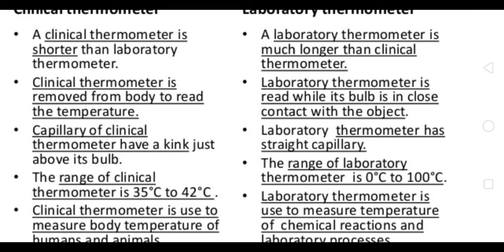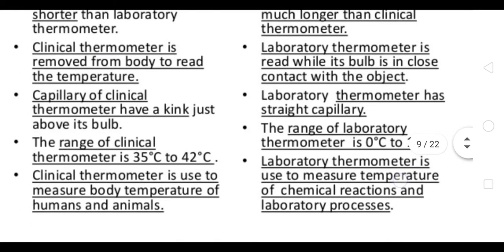The capillary of the clinical thermometer has a kink just above its bulb. The laboratory thermometer has a straight capillary. The range of the clinical thermometer is 35 degrees Celsius to 42 degrees Celsius, as you have seen above. The range of the laboratory thermometer is 0 degrees Celsius to 100 degrees Celsius. The clinical thermometer is used to measure the body temperature of humans and animals. The laboratory thermometer is used to measure the temperature of chemical reactions and laboratory processes.